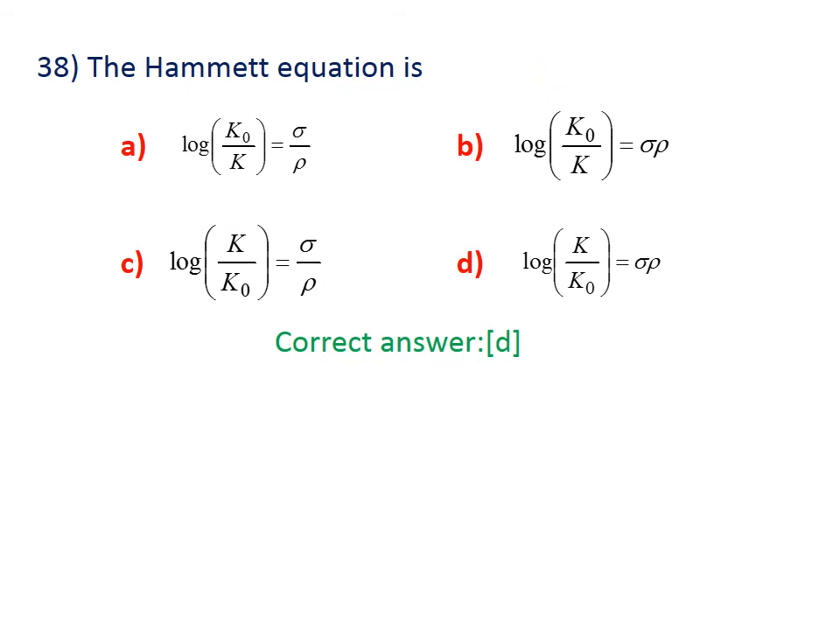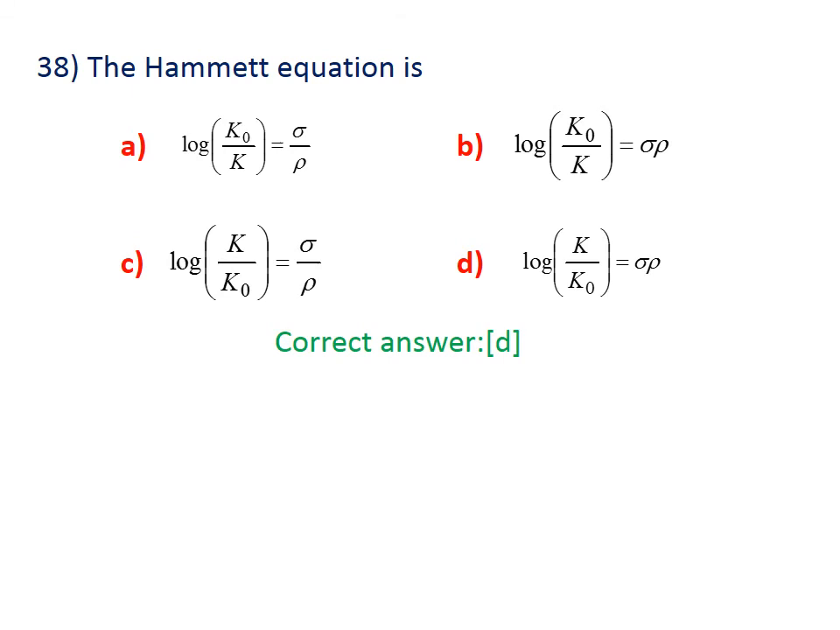Here you have to choose the correct Hammett equation. You look at the fourth equation: log K/K0 will be equal to sigma into rho, that is the correct answer. It is given in the form of the equilibrium constant, log K/K0 equal to sigma into rho. Similarly, it is given in the form of the rate constant also, log of rate constant K/K0 will be equal to sigma into rho. Both equations are correct. Log K/K0 will be equal to sigma into rho, that is the correct equation of the Hammett equation.